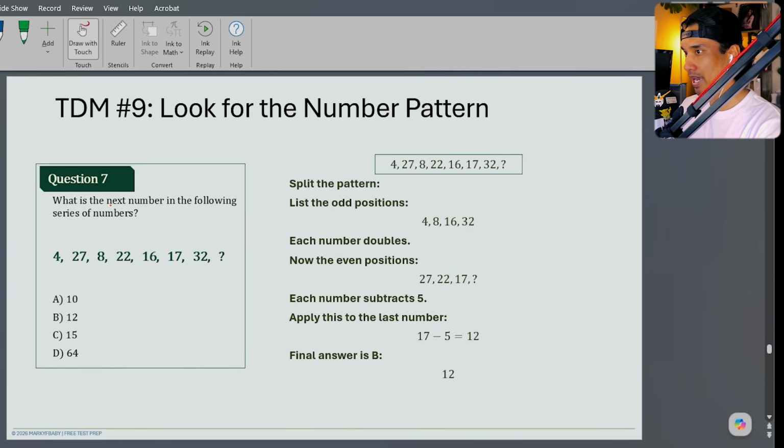Here is the example. What is the next number in the following series of numbers? If you're watching this, this is from practice test 3, question number 7, and I already did this one. 4, 8, 16, 32. This is an alternating pattern. What's happening here is it's doubling. And what's happening here is it's minus 5. Minus 5 from 17, you get 12. So B is your answer choice, and it is 12.